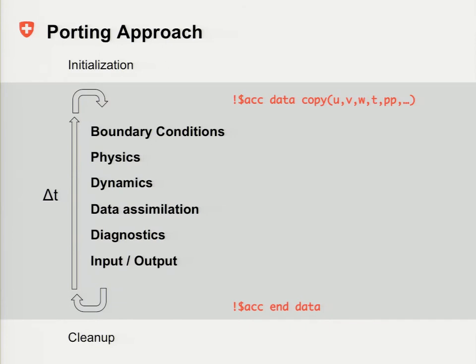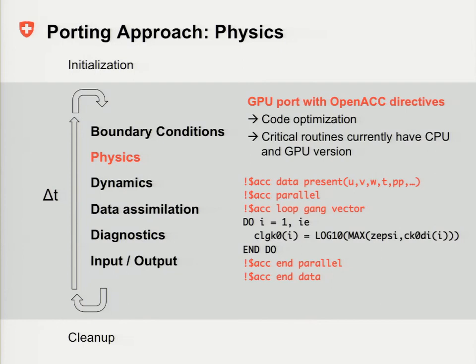Now, then, for the physics, for example, we port using OpenACC directives. We do some code optimization, and some of the critical routines currently actually have a CPU and a GPU version because it's not possible to retain always the same source code. And the way this typically looks like is we enter a region, and there's a data present asserting that all of the fields we need are actually present, and then we just have the OpenACC directives.